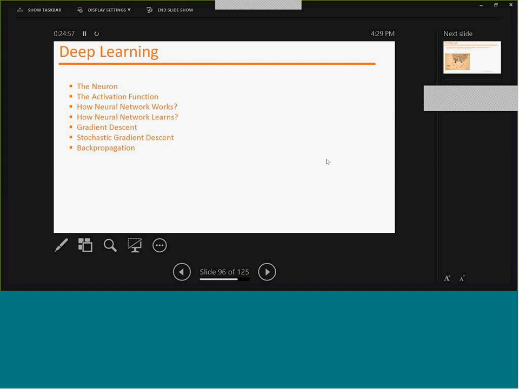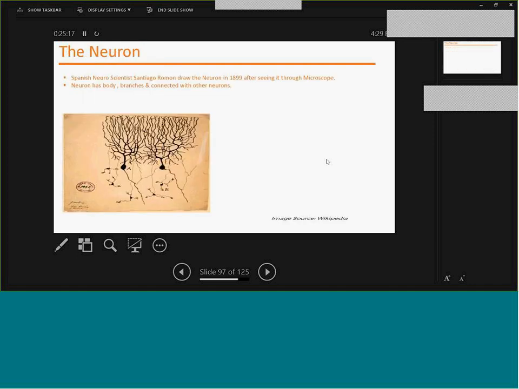I think you might have a fair idea about how exactly deep learning works, but in the coming slides I'm going to cover how exactly a neuron works, what the activation function is, how a neural network works, how a neural network learns from itself, and backpropagation. Any questions before I move on to the next one?